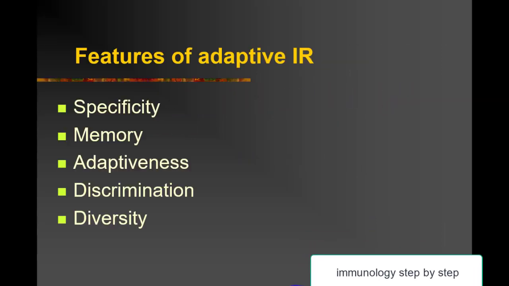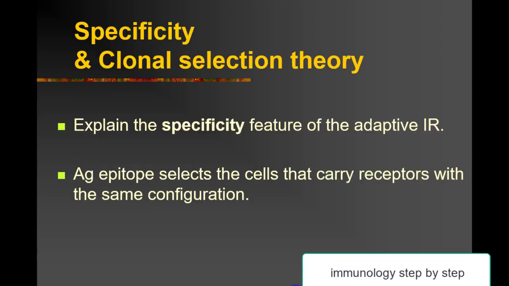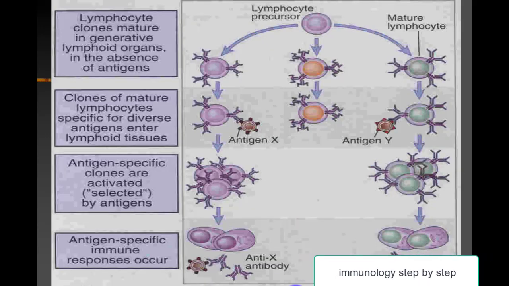The features and characteristics of the adaptive immune response are specificity, memory, adaptiveness, discrimination, and diversity. The clonal selection theory explains the specificity feature of the adaptive immune response. An antigen epitope selects the cell that carries a receptor with the same configuration. Here, the lymphocyte clones mature.